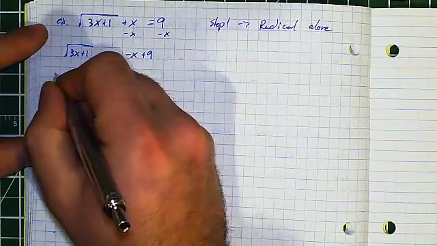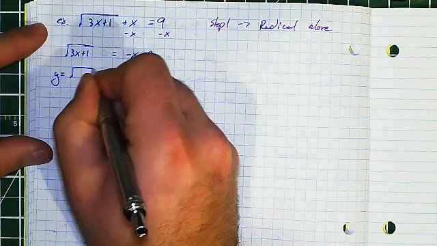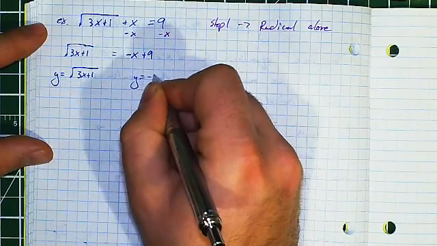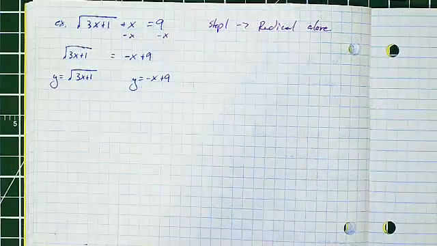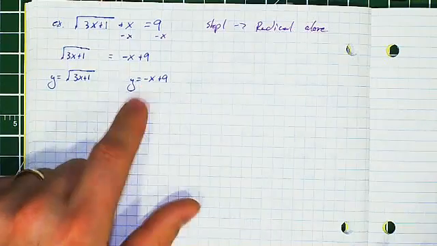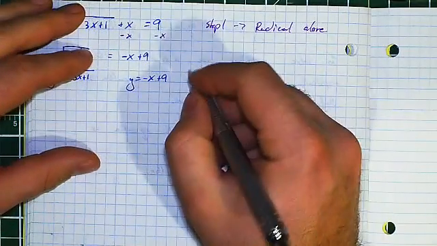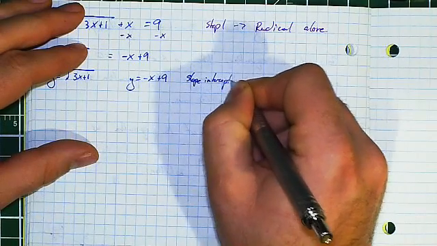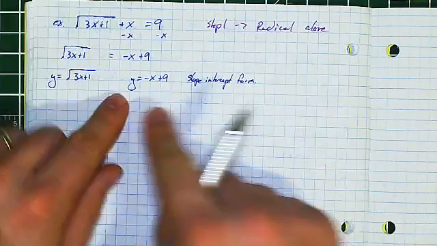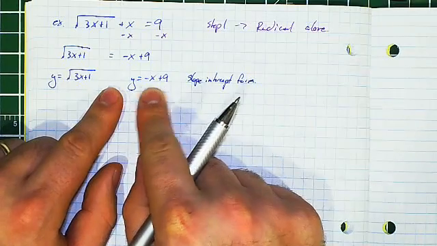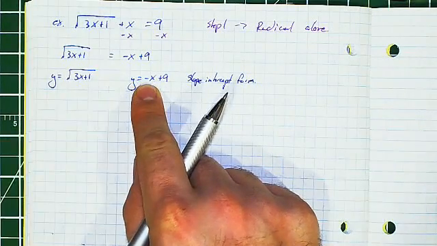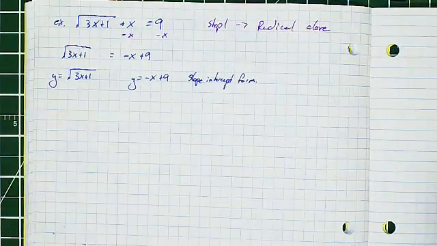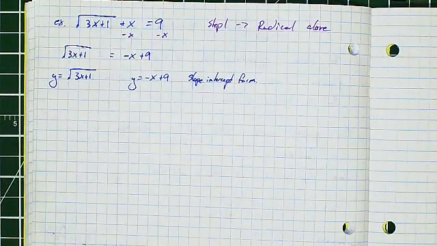Okay, now I set each of these to a function. So we're going to have y equals root 3x plus 1, and we're going to have y equals negative x plus 9. We do this specifically for a reason, because remember last year we had slope-intercept form. Which is basically y equals mx plus b, right? M being your slope, so in our case the negative 1 is our slope, and our b, which is positive 9, is our y-intercept, where we cross the y-axis.